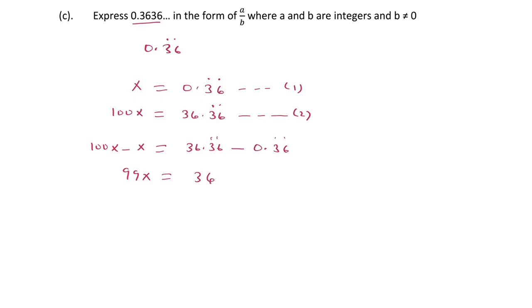Okay, so now let us divide by 99 both sides. Then our equation is going to be x equals 36 over 99. Simplifying this, we are having x equals 4 over 11. And this is going to be our answer.